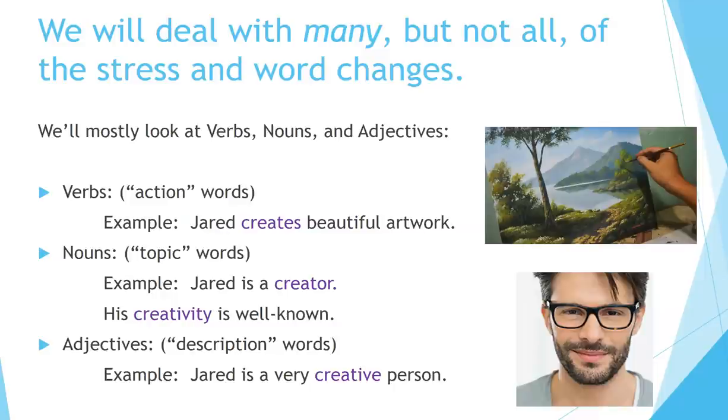Nouns are generally topic words. For example, Jared is a creator. His creativity is well known. Creator and creativity are both nouns. Adjectives are description words. For example, Jared is a very creative person. We're describing Jared in this case.